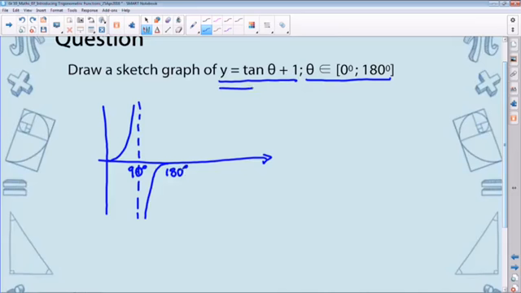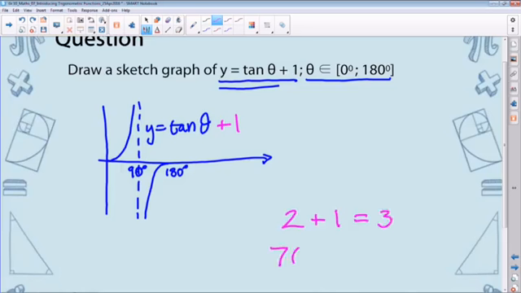But that would be if it was just y is equal to tan of theta. And this is y is equal to tan of theta, but I don't need that. I need to add 1 to it. So what happens when I add 1 to anything? Like 2 plus 1 equals 3, or 76 plus 1 equals 77. Now in this case, what is 0 plus 1? Well, it's going to be 1.